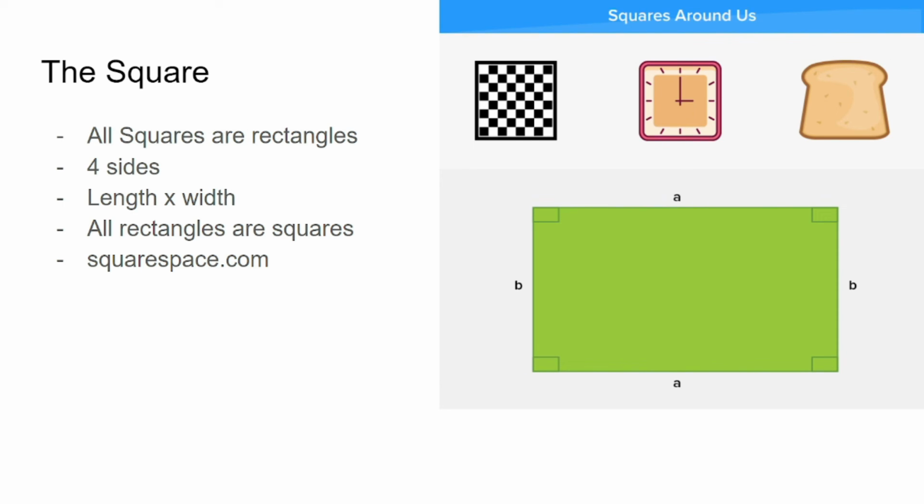4 sides. You have your length times width. All rectangles are squares.